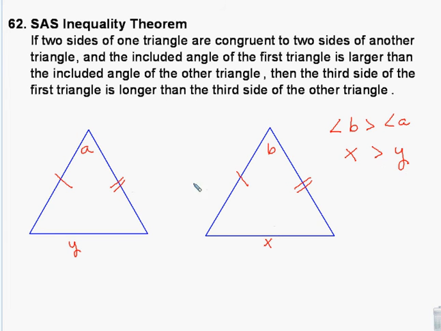Which is kind of the same thing as when we talked about just a second ago, where the biggest angle is across from the biggest side. That still holds true here. If these two sides are the same, but this angle is bigger than that angle, that means this side is going to be bigger than that side because it just opened up further. Some people also call this a hinge theorem, because if the hinge opens up further, the third side is longer.